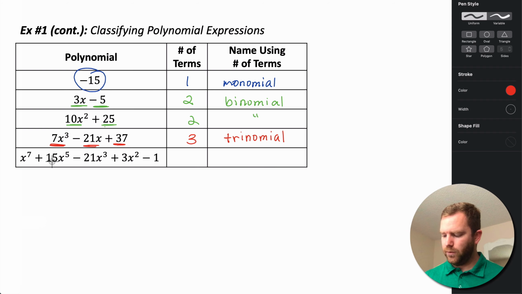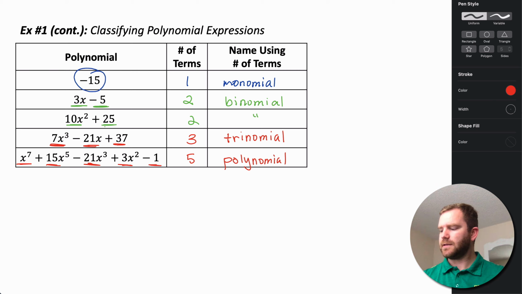So in this case, we have 1, 2, 3, 4, 5 different pieces separated by an addition or subtraction sign. So that means it has 5 terms. And we would just call it a polynomial, which technically all of these are as well. But this is a 5-term polynomial.